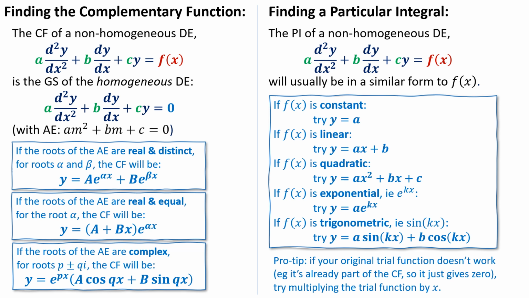But a useful trick is to do a similar thing to what happens with the real repeated roots over on the left-hand side. Try what happens when you multiply the function by x. So if e to the 2x isn't going to work, you will probably recognize that straight away because you've already found the complementary function. You can try x e to the 2x instead.